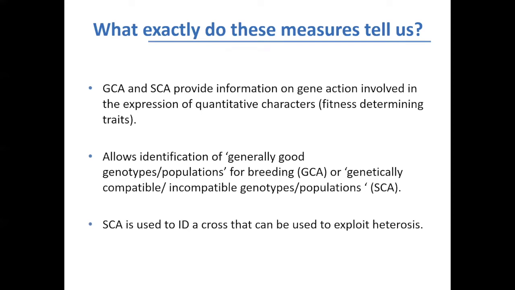So if we break it down, what exactly do these measures really tell us? Well, GCA and SCA provide information on gene action involved in the expression of quantitative characters, the fitness determining traits that are being measured, such as fertilization success or body size. The measure allows identification of generally good genotypes or populations for breeding. This is the GCA. Or genetically compatible or incompatible genotypes or populations. This is the SCA, the information that you get from just looking at the one cross combination. So essentially, the SCA is used to identify a cross that can be used to exploit heterosis to improve population viability.